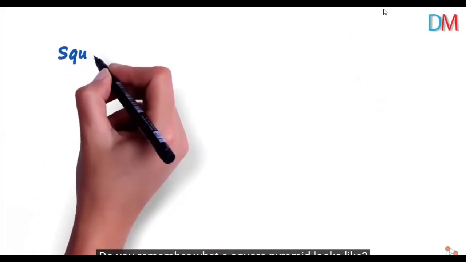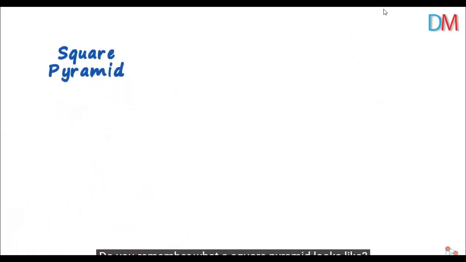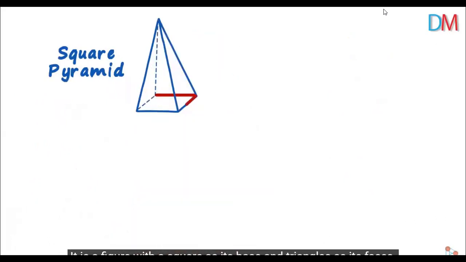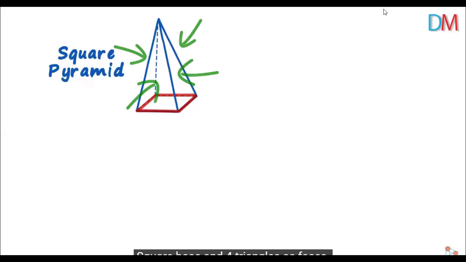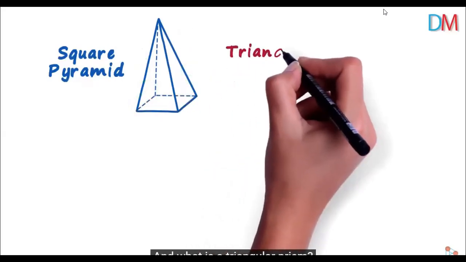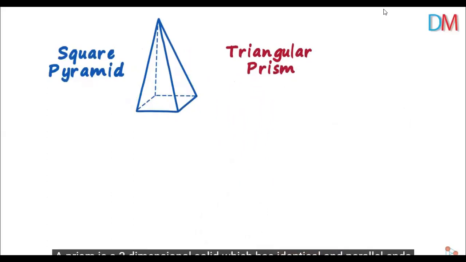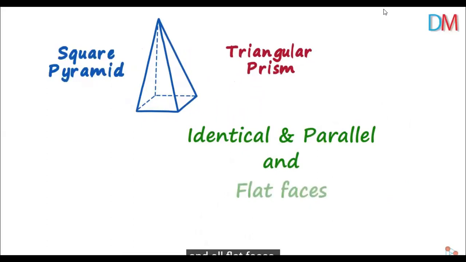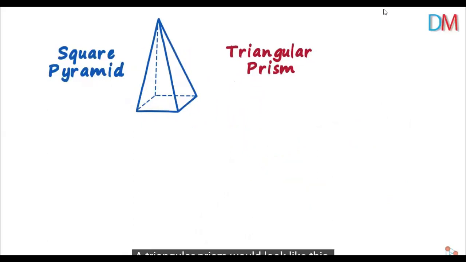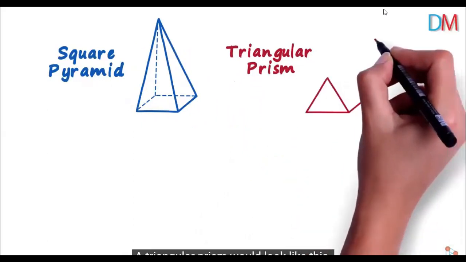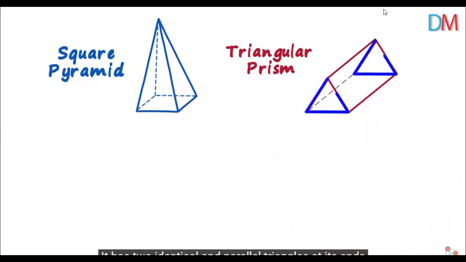Do you remember what a square pyramid looks like? It is a figure with a square as its base and triangles as its faces. Square base and 4 triangles as faces. And what is a triangular prism? A prism is a three-dimensional solid which has identical and parallel ends and all flat faces. A triangular prism would look like this. It has 2 identical and parallel triangles at its ends and 3 rectangular faces.